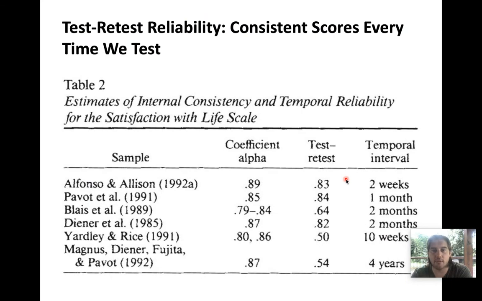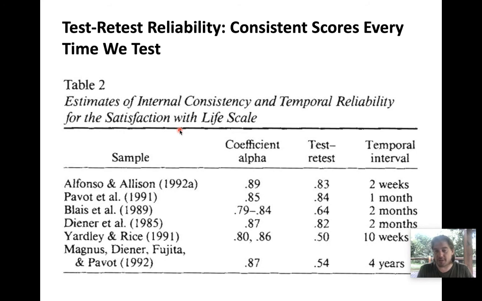So test-retest reliability is the consistency over time of an individual's scores on a given measurement. What you have here is a table of data on the Satisfaction with Life Scale. I think it's like a 15 or 20 item survey where people answer questions, and the goal of the survey is to assess how satisfied they are with their life.